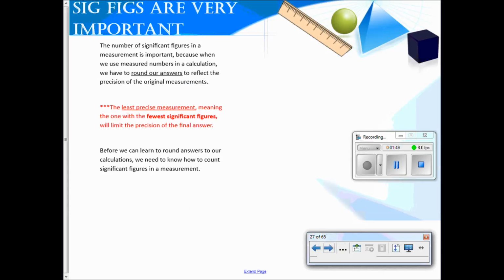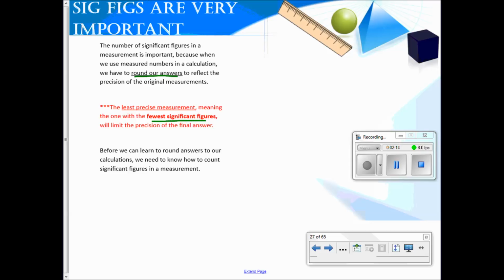The number of significant figures in a measurement is important because when we use measured numbers in a calculation, we have to round our answers to reflect the precision of the original measurement. And this way, people who are looking at the measurement can tell what kind of tool was used. The least precise measurement, meaning the one with the fewest significant figures, will limit the precision of the final answer.